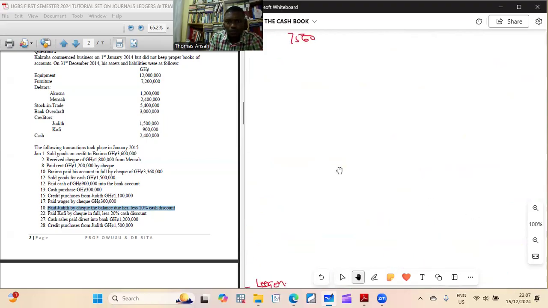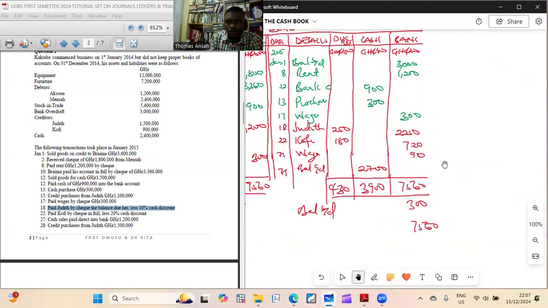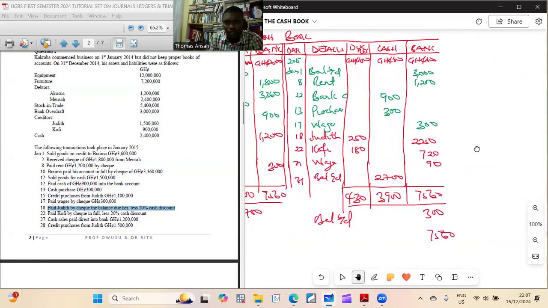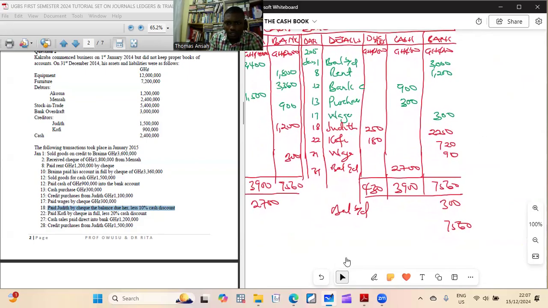All right. So where is that one? Yeah, these are the two. So on the 18th, it is Judith, and the discount should be 260, and this side should be 2,340. So guys, you can see, which means our balances will have a problem.